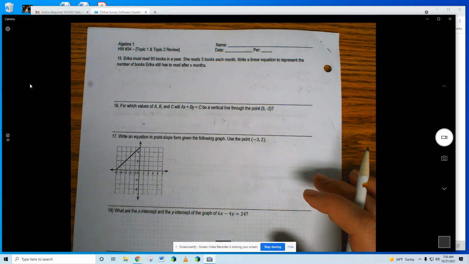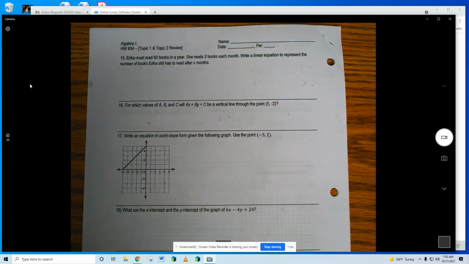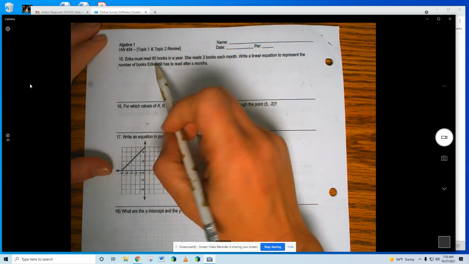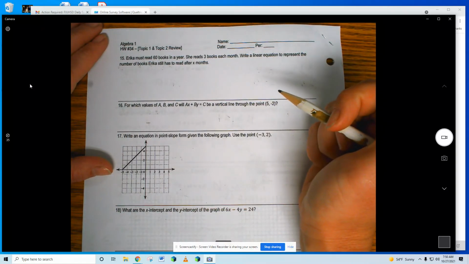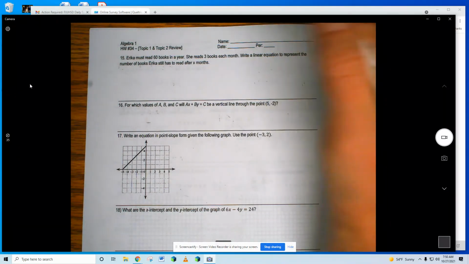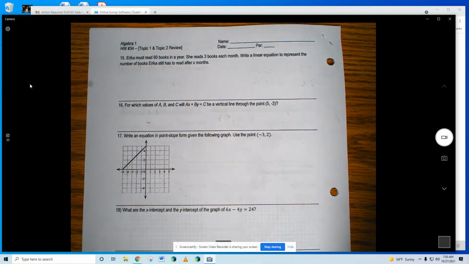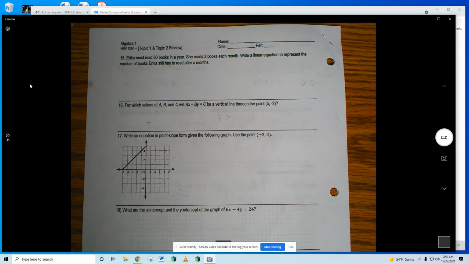So she's going to read 60 after x months. So she reads 3 books every month. So I can do 60 books in a year and 3 books every month after x months. So I don't know how many months, but I know she reads 3 every month.